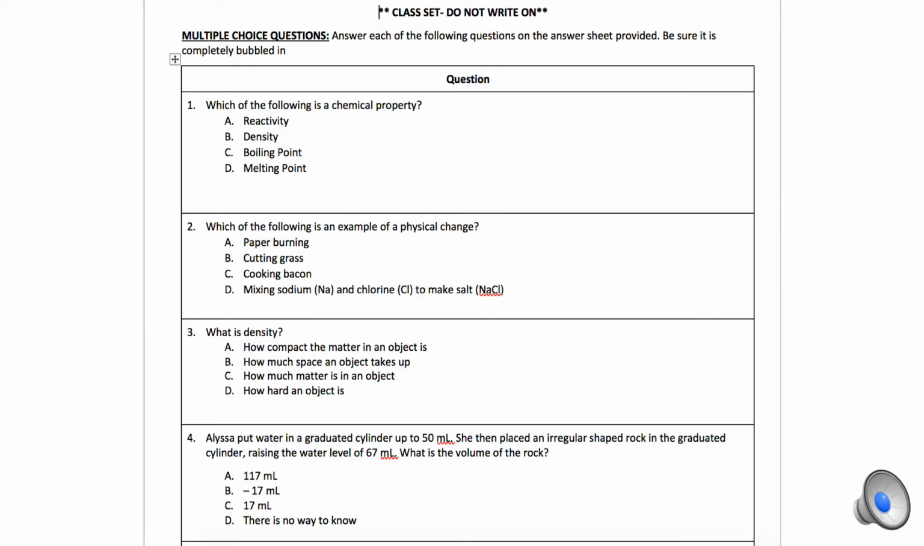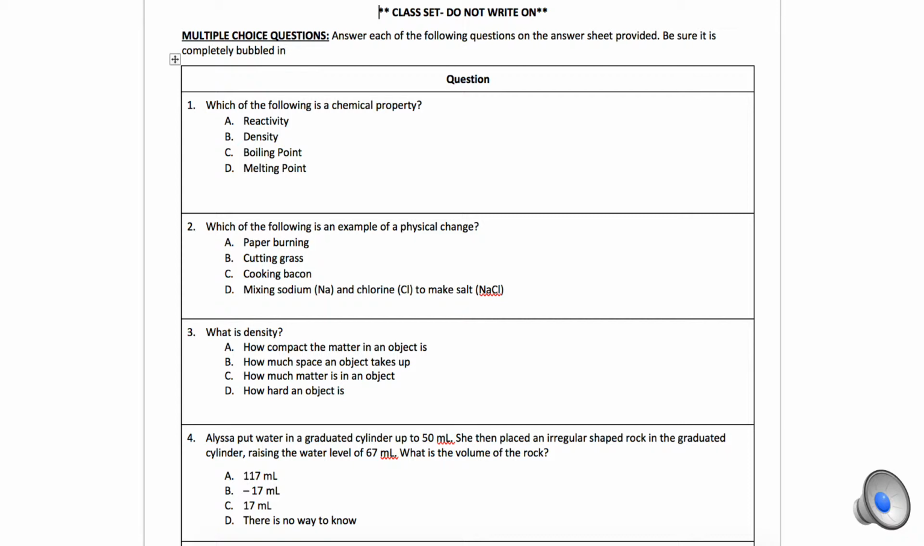Part 1 is multiple choice, which you will answer on the bubble sheet. Below, you will see question 1, which reads as follows. Which of the following is a chemical property? A, reactivity, B, density, C, boiling point, or D, melting point.